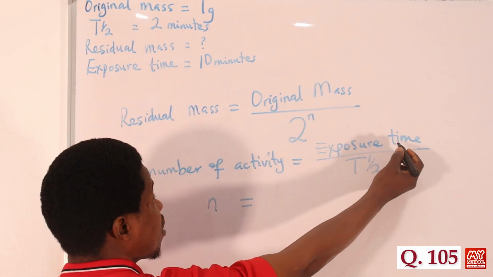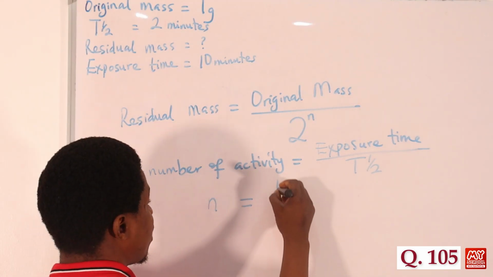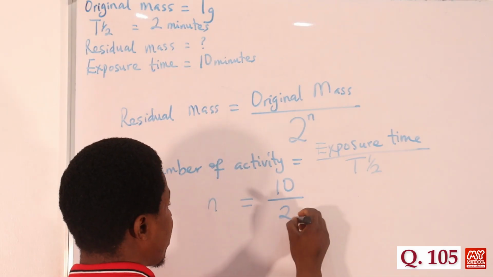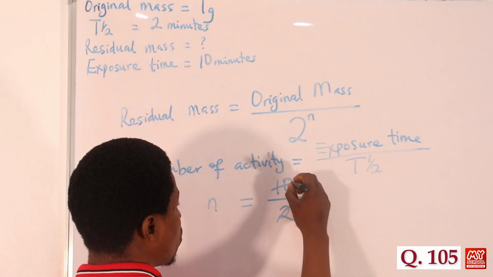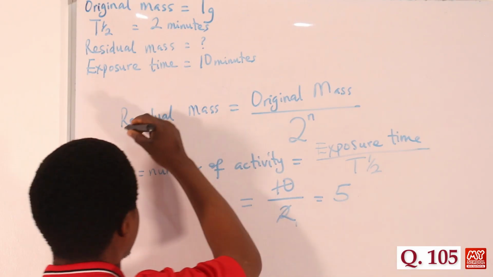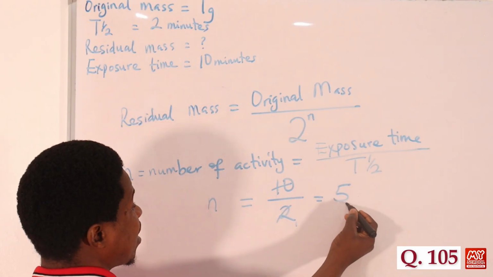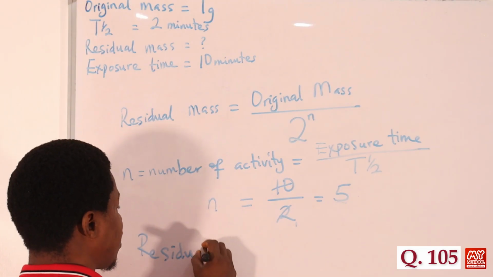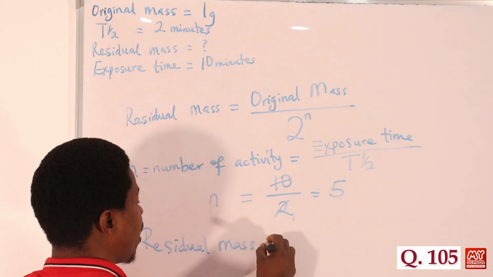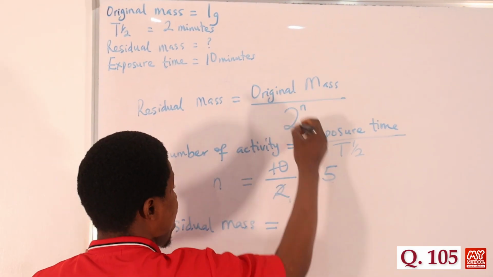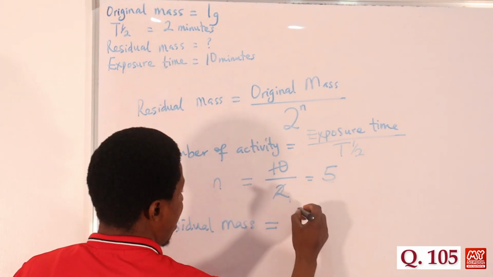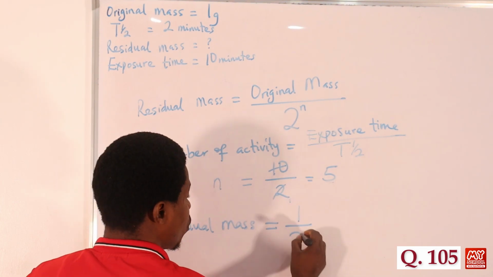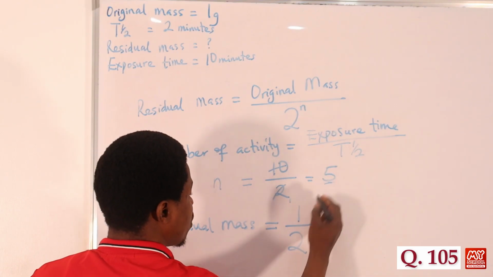N is equal to exposure time, given as 10 minutes, divided by the half-life, given as 2 minutes. So by the time you divide this, 2 goes into 10 five times. So that means n is 5. So we can come back and insert this here. Now, we can say the residual mass of the radioactive element is equal to the original mass, given to be 1 gram, that was what it started with before it started disintegrating, divided by 2 raised to power n. N is already going to be 5.